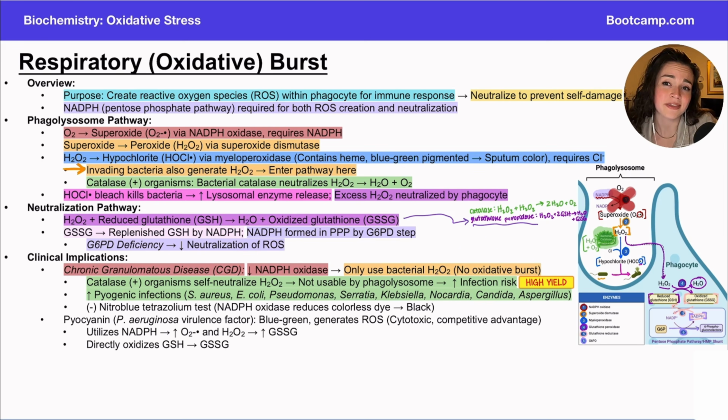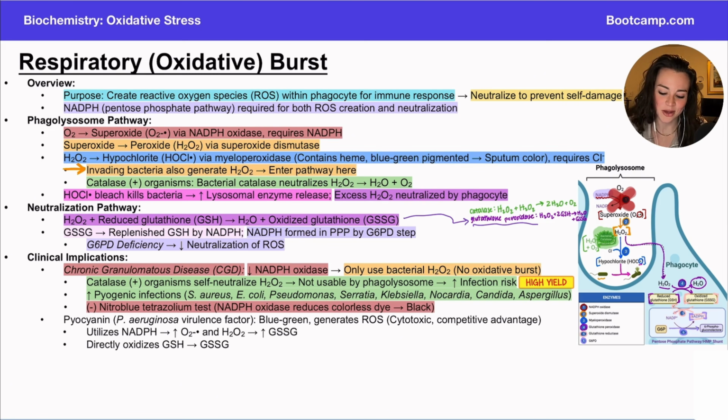And one little courtesy thing they might give you in the stem to try and tip you off to the fact that this is in fact chronic granulomatous disease is they might talk about a negative nitroblue tetrazolium test. And so basically that's just looking for the activity of NADPH oxidase. When NADPH oxidase is there, normally this colorless dye that they put in to do the test will turn black. If there's no NADPH oxidase, the test is going to be negative because there's going to be no enzyme activity for a color change.